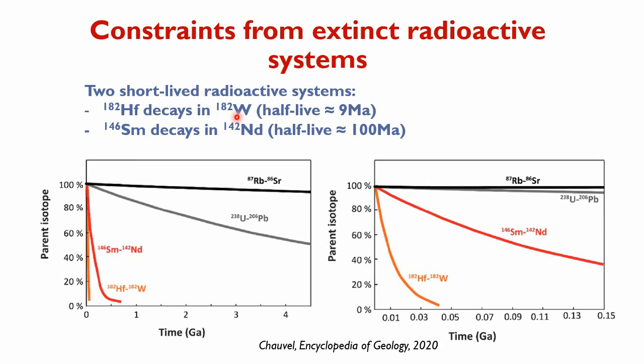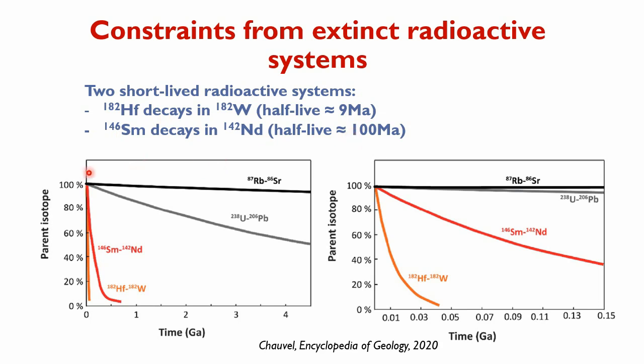We have the specialist of 182 tungsten probably in the room here. I can't see him. But the half-life is about 9 million years. And we have a second one, which is also very important. It's an isotope of samarium that decays into an isotope of neodymium, that's number 142. The half-life is longer, but it's still very short.